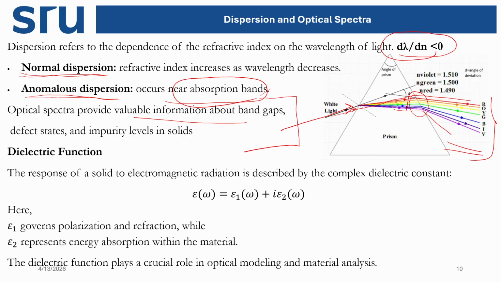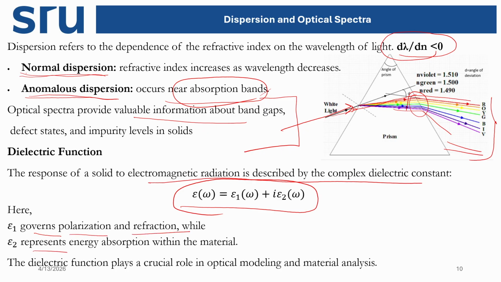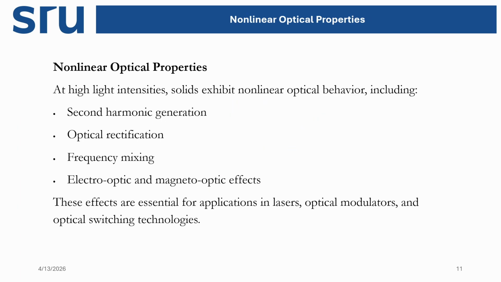So, the dielectric function of the sample we measured by using this equation: epsilon 1 plus i epsilon 2. That is what we are calculating here. Epsilon 1 governs the polarization and refraction, whereas epsilon 2 represents the energy absorption within the material. So we are taking two properties. One is polarization and reflection, that is epsilon 1, and in epsilon 2 we are calculating the energy absorption within the material. That is the process by which we calculate the dielectric functions of the materials.